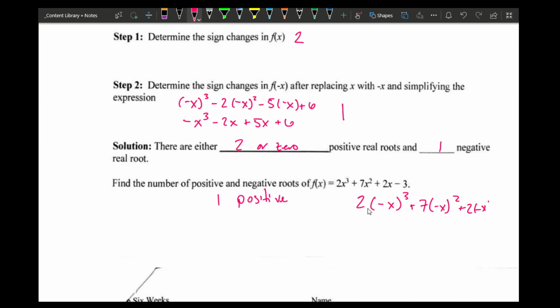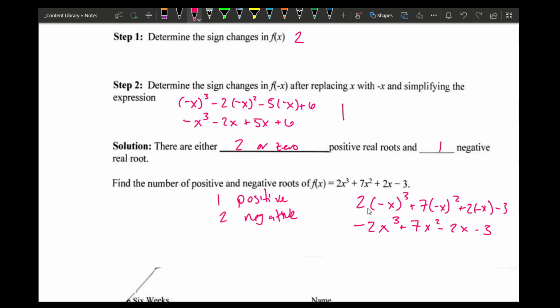2 negative x minus 3. This ends up being -2x cubed plus 7x squared minus 2x minus 3. So I've got 1, 2 sign changes. So my possibilities, well, I've definitely got one positive root. I either have 2 or 0 negative roots. That's the gist of this.